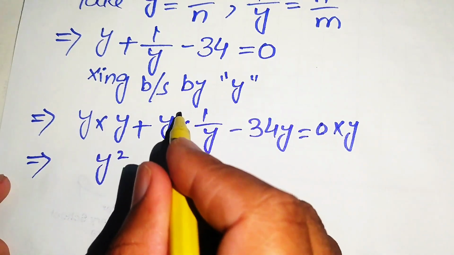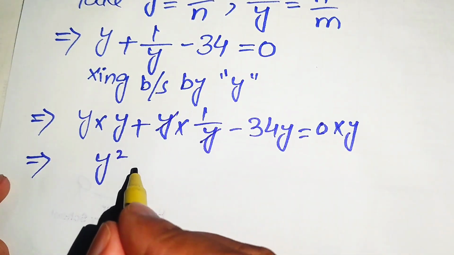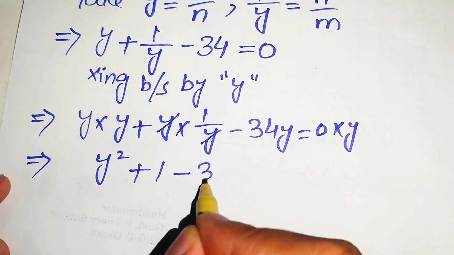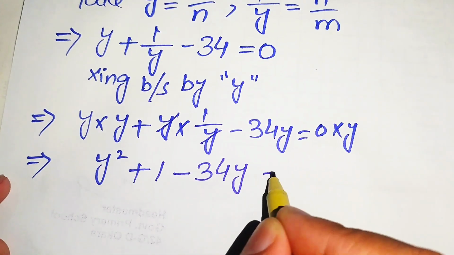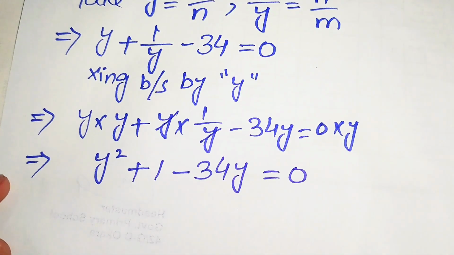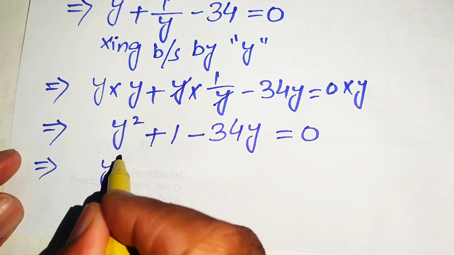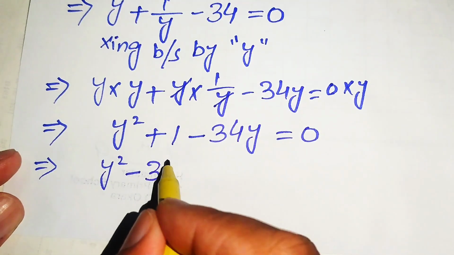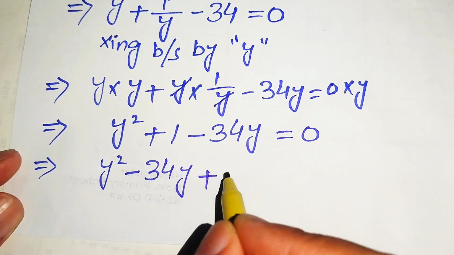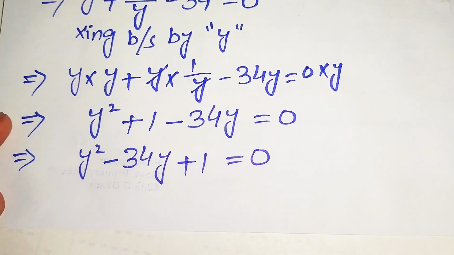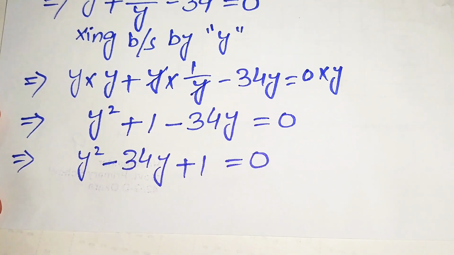It is y squared, because this cancels out, and we get y squared plus 1 minus 34y, and this whole equals 0. So here we rearrange this equation and we have y squared minus 34y plus 1 equals 0. This is the quadratic equation in the y variable. Now we use the quadratic formula in order to solve this equation.